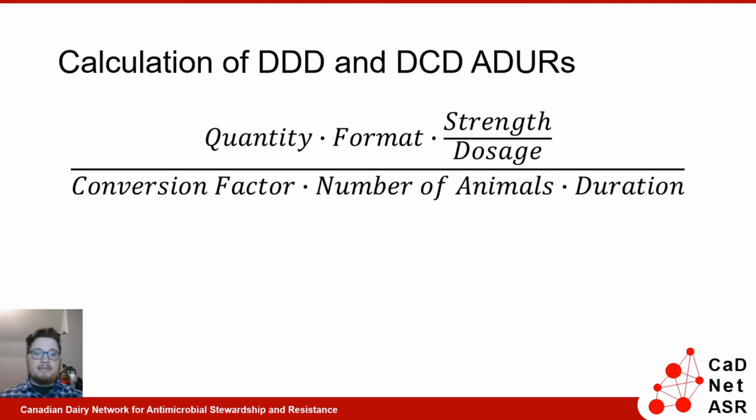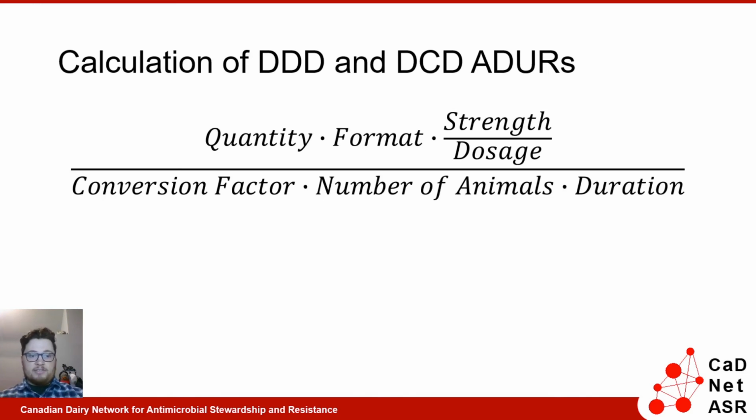To actually calculate a DDD ADUR or a DCD ADUR, this is the formula used. Quantity is the number determined by the algorithm from the previous slide. The format is just the size of the bottle or package, whatever. Strength and dosage, that ratio is the concentration. But in Health Canada records, many times the dosage that they report for the strength isn't actually a strength per mil or strength per gram, it's strength per format size. So this ratio just standardizes that down to a concentration.